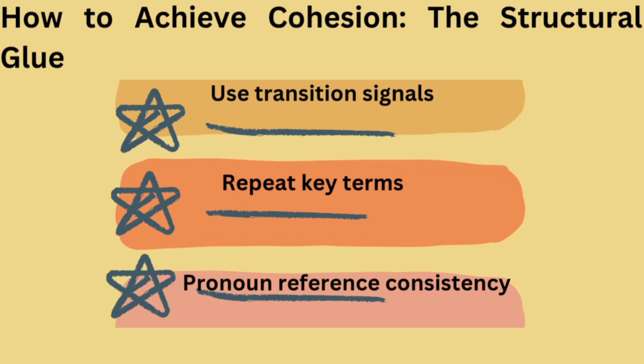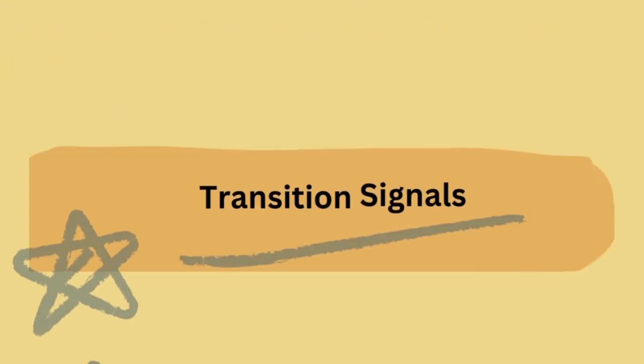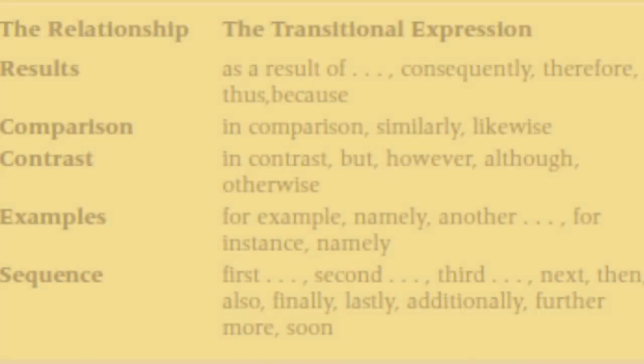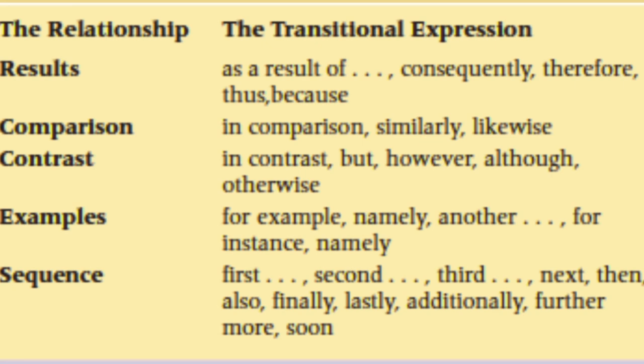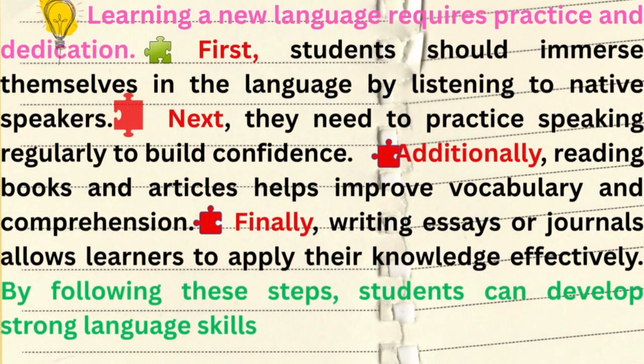Now for achieving cohesion, we have three options. We have transitional signals, repeating key terms, and pronoun reference consistency. To achieve cohesion, writers use transitional signals, such as those in this slide, to clarify the relationship between ideas. In this example, the paragraph uses effective transitions to move between points. All of these points are around the topic sentence in pink.